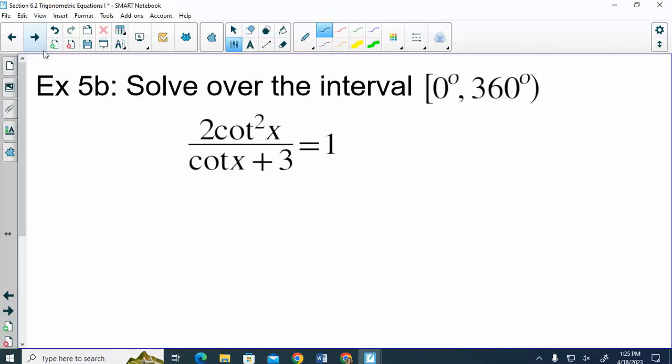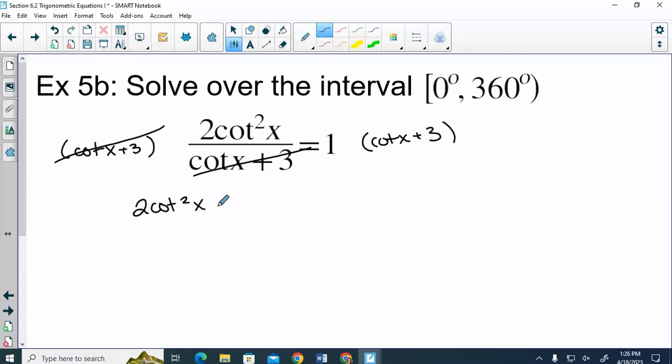Okay, this one's a little different. We have a fraction. What would you guys recommend to start? Do you like fractions? Can we get rid of it? How? Just multiply by the entire denominator, cotangent x plus 3. So 1 times anything is that thing.